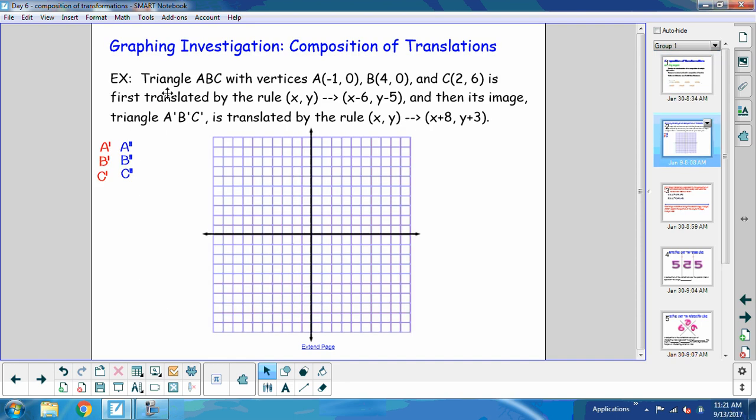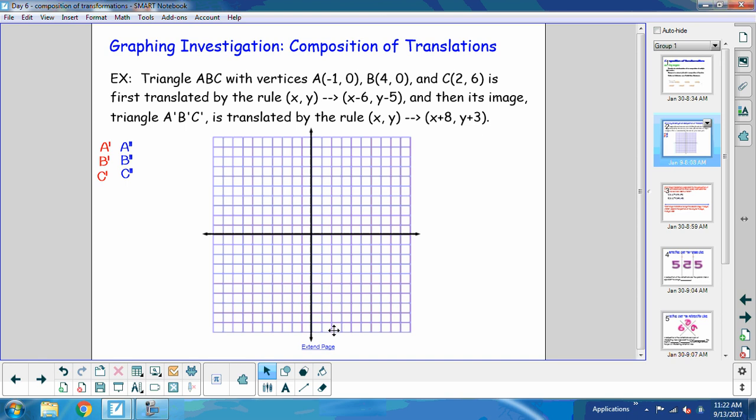Okay, so here's the first one. Example: triangle ABC with the vertices as such is first translated by the rule (x, y) maps to (x - 6, y - 5). And then its image, triangle A'B'C', is translated by the rule (x, y) maps to (x + 8, y + 3).